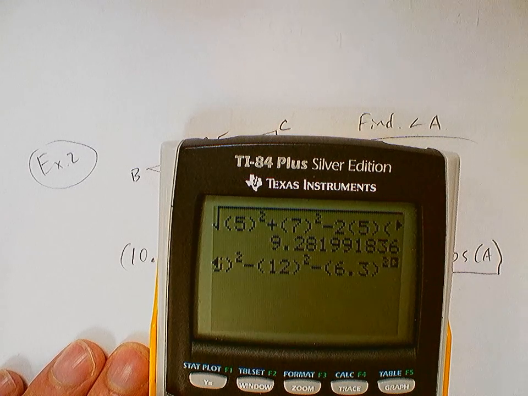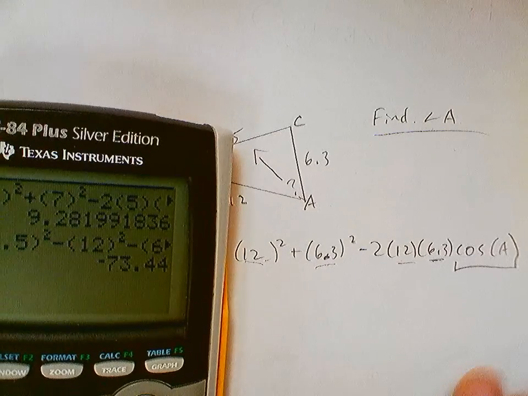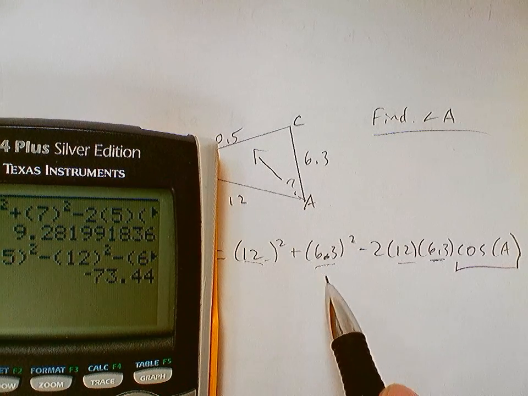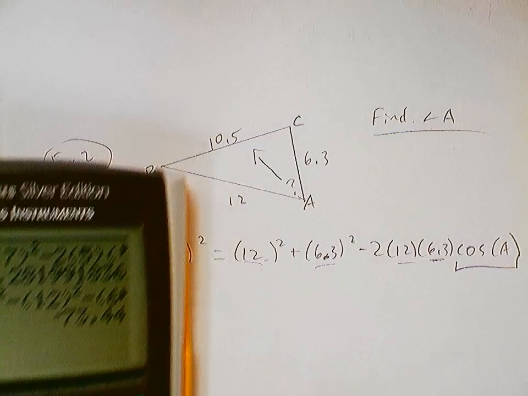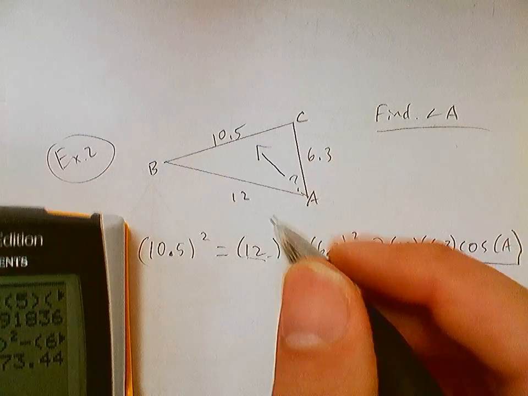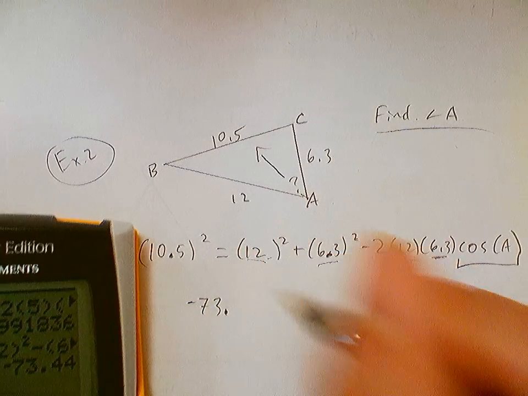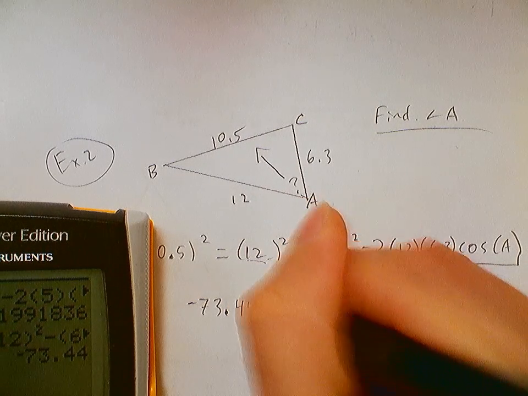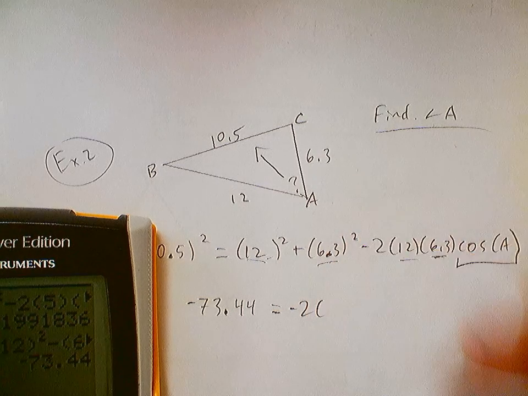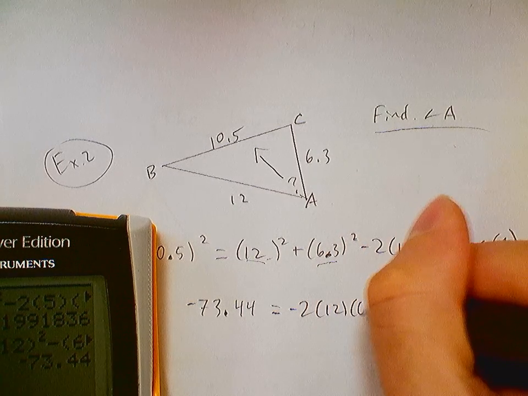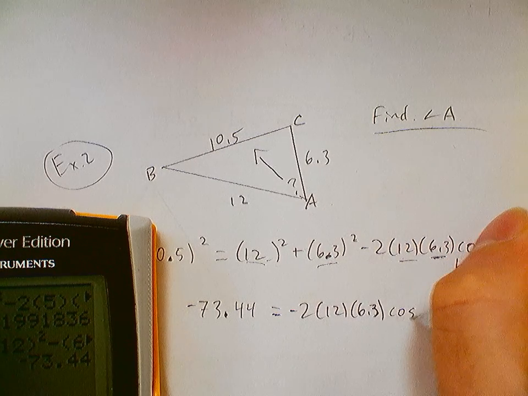So what I'm doing here is trying to save a lot of the handwork in this problem, because you're more than welcome to simplify this one thing at a time. Simplify the 12 squared, simplify the 6.3 squared, add them together and subtract that from both sides. But I'm trying to show you the most efficient way to go about these problems. So negative 73.44 equals, then I've got negative 2 times 12 times 6.3 times cosine of A.